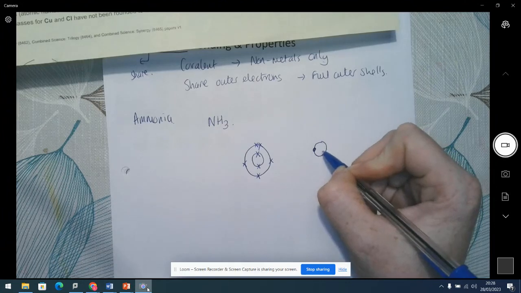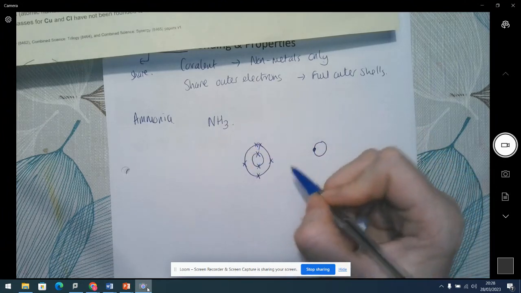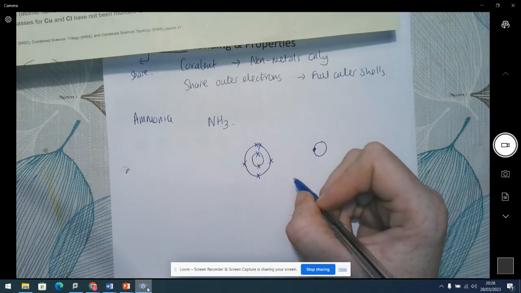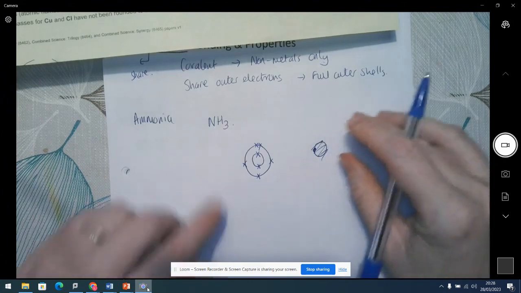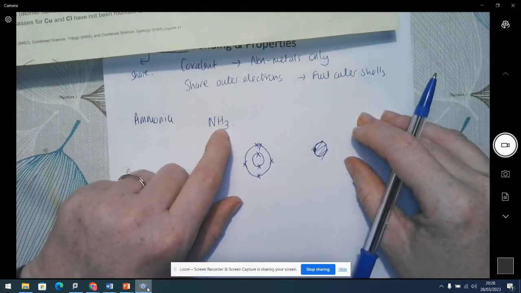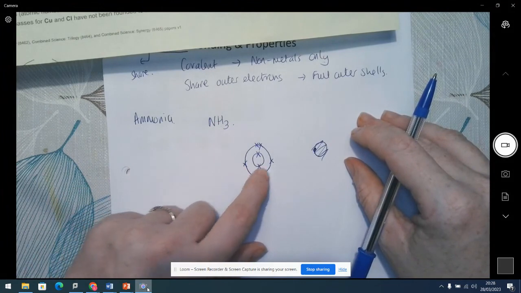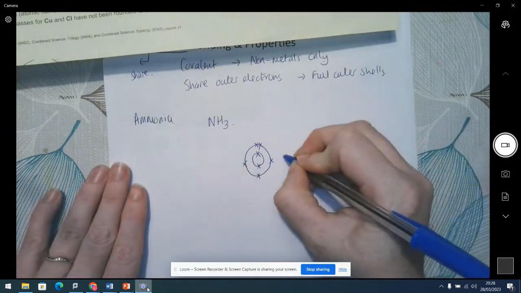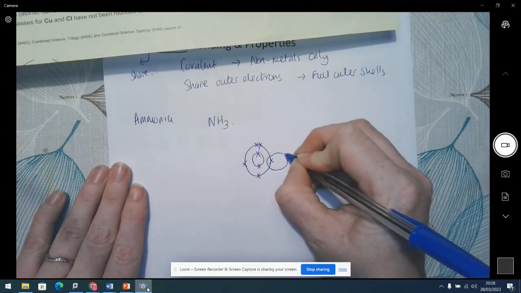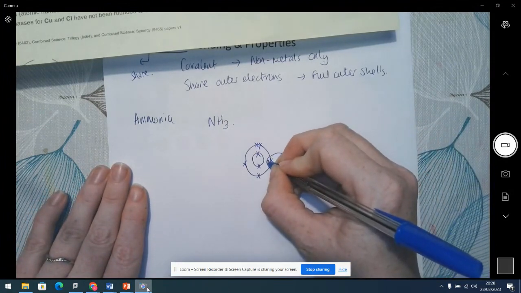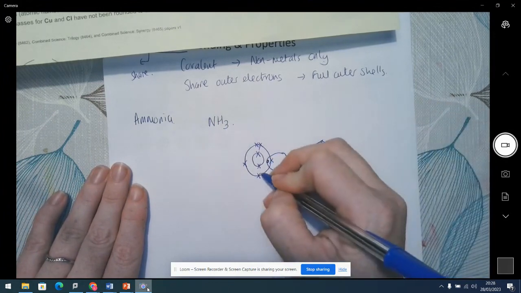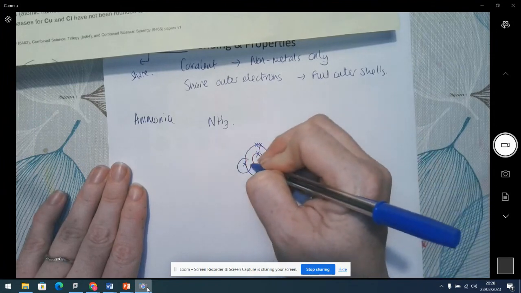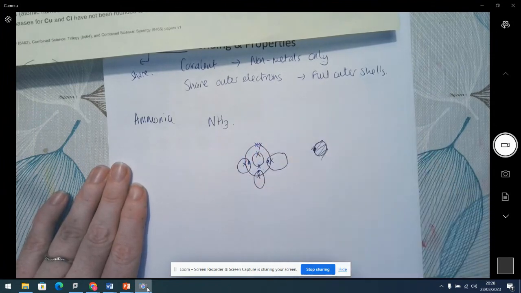So what it's going to do is work together with the nitrogen in order to gain full outer shells. I'm going to draw that now. You can see from its structure, it's got 3 hydrogen atoms. Here I can see there are 3 electrons that need a partner, need a pair. So I'm going to show that it's going to share that electron by doing that there like this. And again, I'm going to have the same here. And then finally, I've got another one there like that.